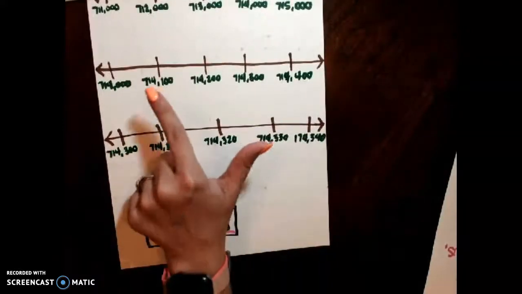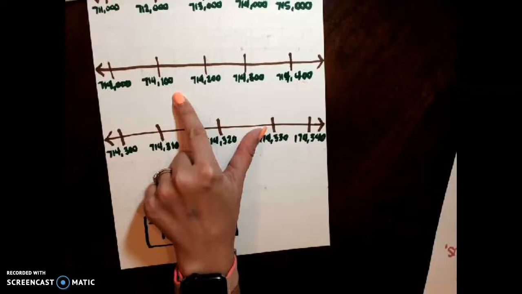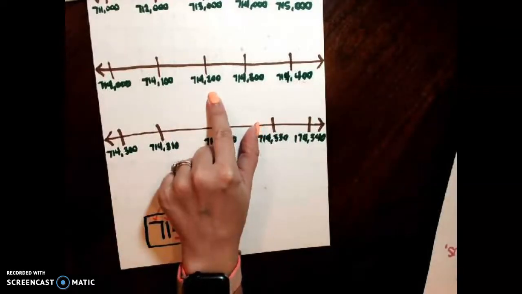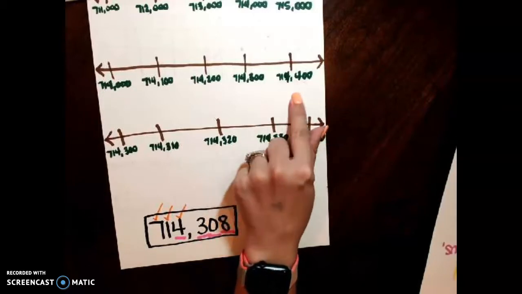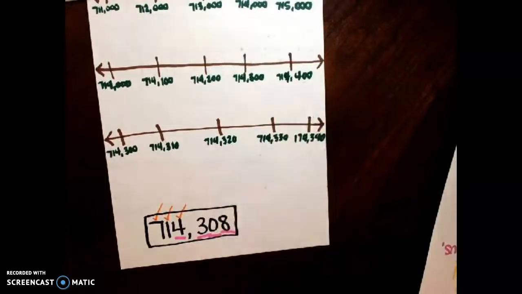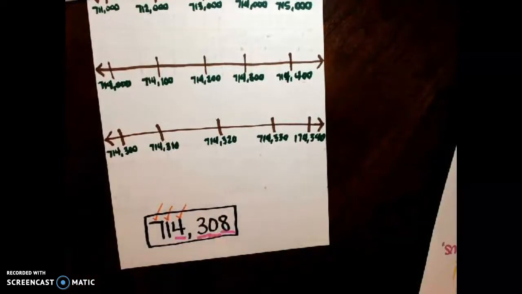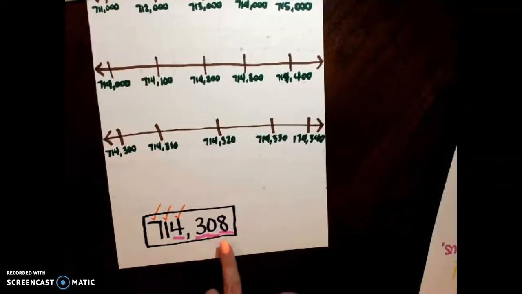I have 714,100, 714,200, 714,300, 714,400. That is a lot of hundreds. My oh my. Okay, so let's look at this. If I have a 3 here, I'm going to want to make sure that I have enough in the hundreds place for this number to fit along with the rest, so 308.